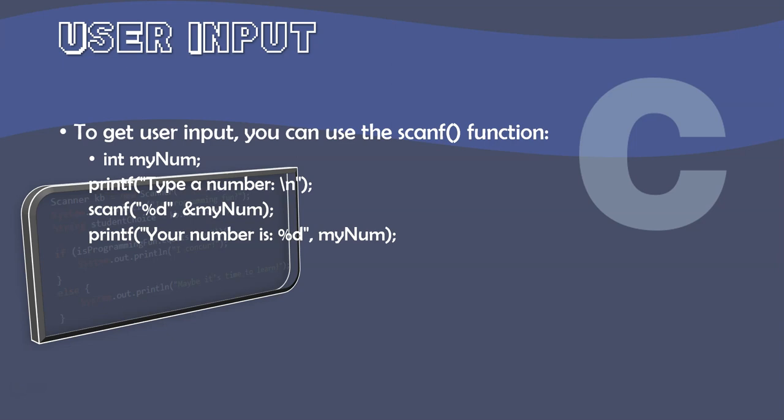For example, if we have a number called int my_num, we can give a prompt that says type a number, and then we can use the scanf function to get the number. So we have %d, and we have an ampersand my_num. Then we can print that off: your number is, format d for integers, my_num.